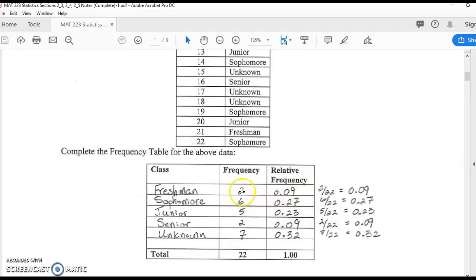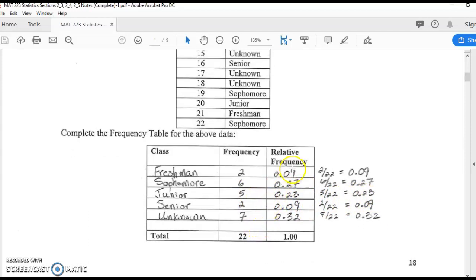So 2 out of 22 is 0.09. If I were to multiply this by 100, it would give a percentage, 9%. But right now I'm just leaving it as a ratio because that's what the relative frequency is given as. So sophomores is 6 out of 22, which is 0.27. Juniors is 5 out of 22, which is 0.23, etc. That should add up to 1.